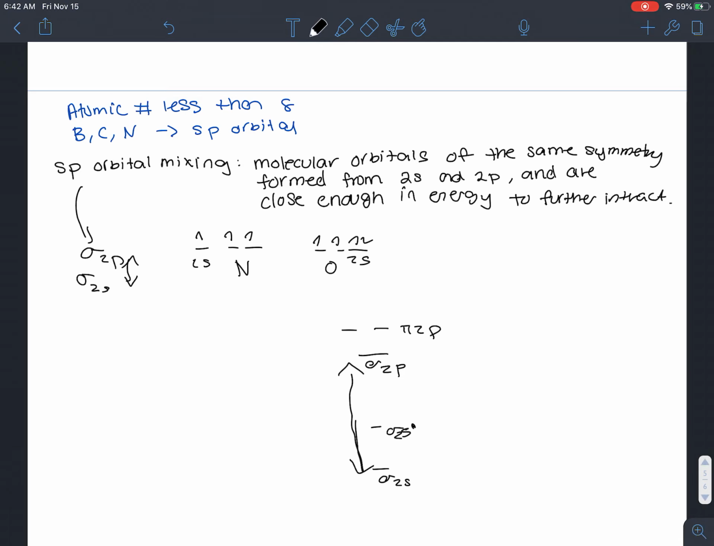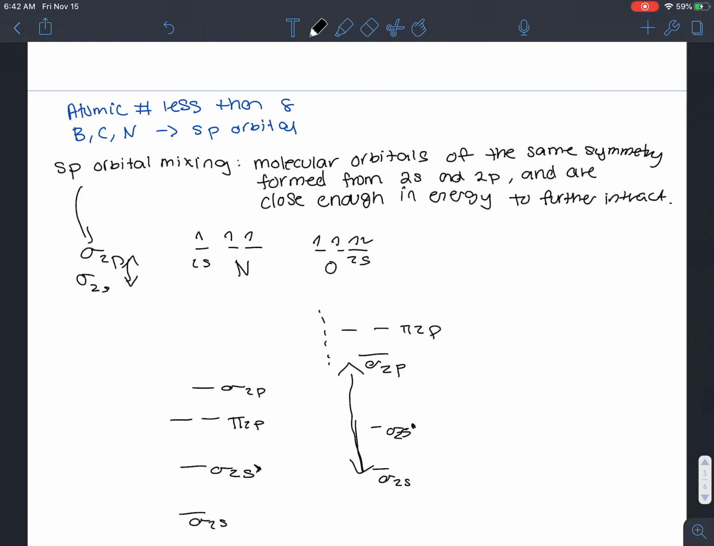Now, because of sp orbital mixing, these can interact. So they push further away, and that sigma 2p becomes higher in energy, and the sigma 2s becomes lower in energy for those other diatomic molecules. So for nitrogen, it would look like this. You have your pi 2p first, and then your sigma 2p.